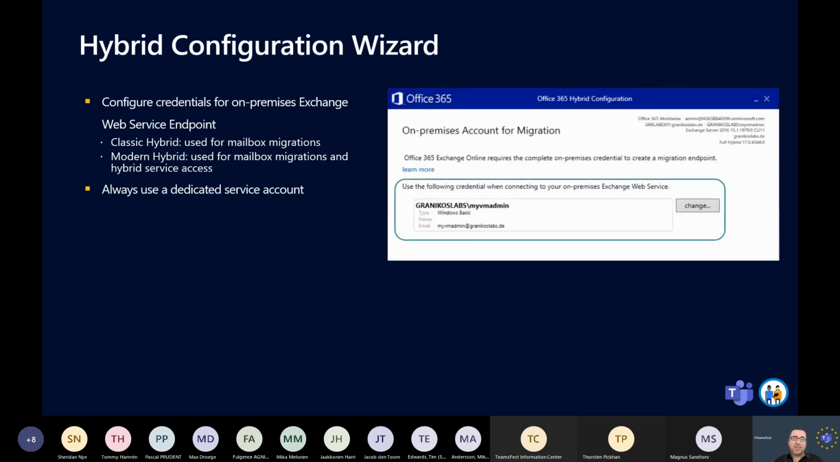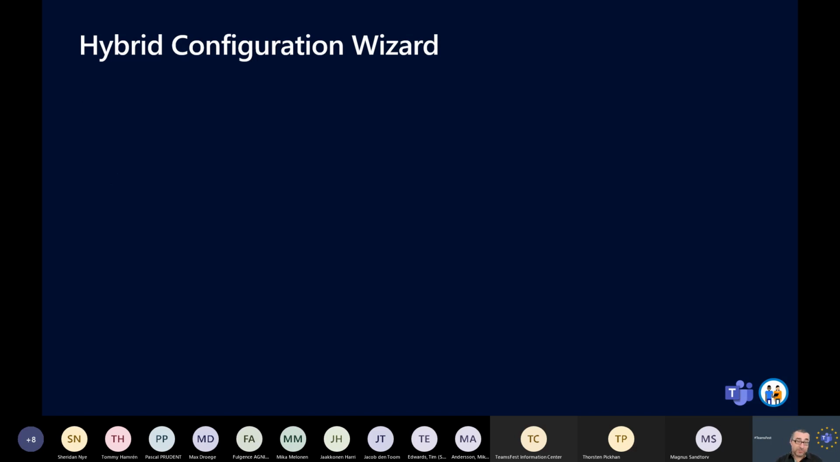You must provide a service account for on-prem connectivity. When using modern hybrid, it is used by the hybrid agent to connect to the web services endpoint. If you use classic, this account is used by the endpoint configuration in Exchange Online to connect to the Exchange web services endpoint for migrating mailboxes. Please always use a dedicated service account with the proper RBAC permissions in the on-prem organization. Never ever use some sort of administrator account like I did to create this screenshot.